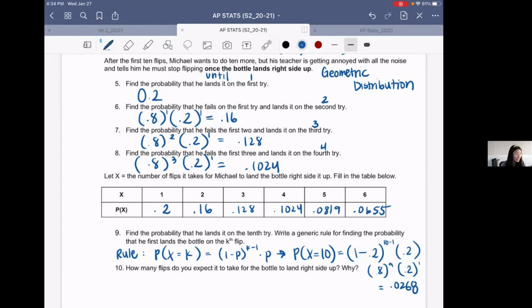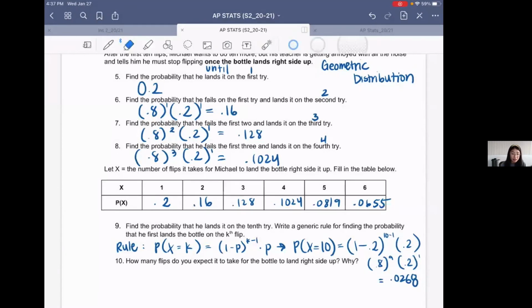All right, so part 10 says how many flips do you expect it to take for the bottle to land right side up and why? So think about this question and then we will move on. All right, so in this problem, we are actually looking for the mean, because this is saying, what do we expect?